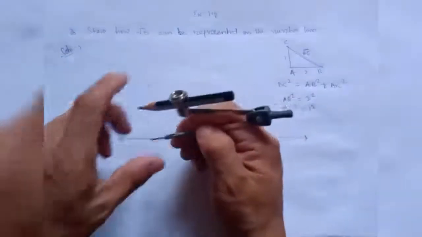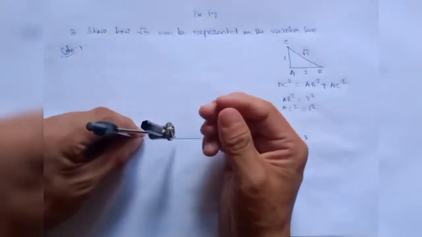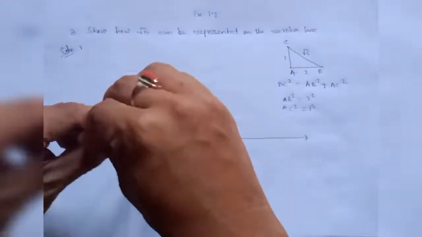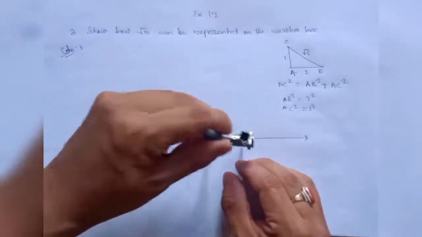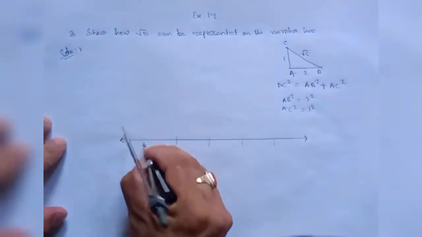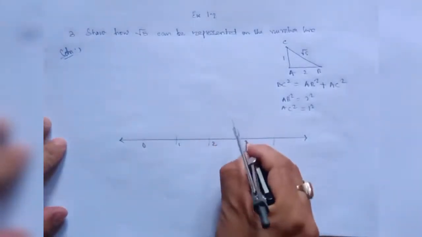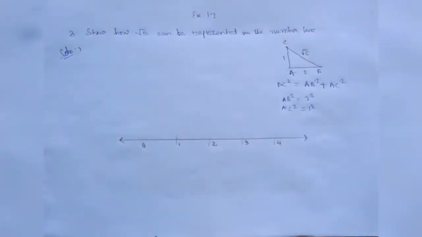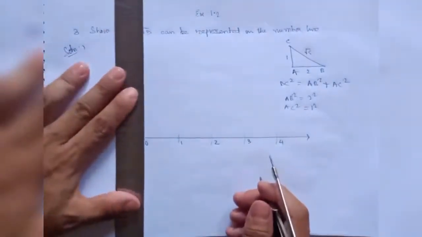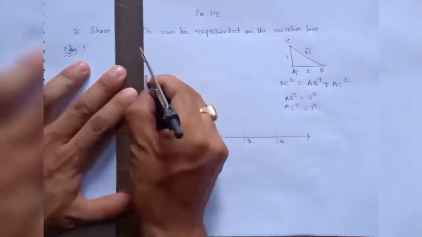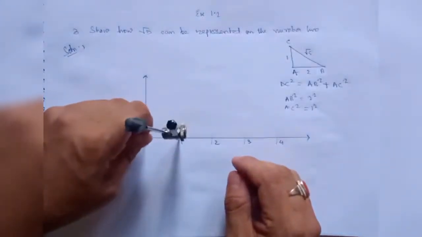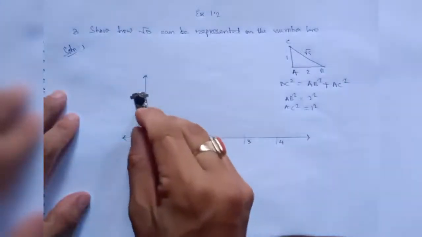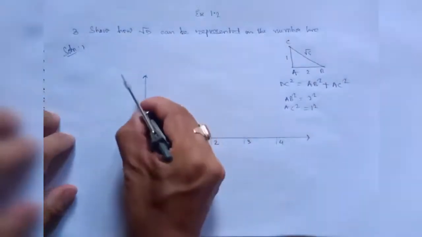With a suitable radius using your compass, mark 3 equal markings. 1, 2, 3. You can mark more if you want. So this will represent 0, 1, 2, 3, 4. After that, you have to draw a perpendicular line on the point 0 on the number line. With the same radius which was taken earlier, that is that of 1 unit, we will draw an arc cutting the perpendicular line at point A.